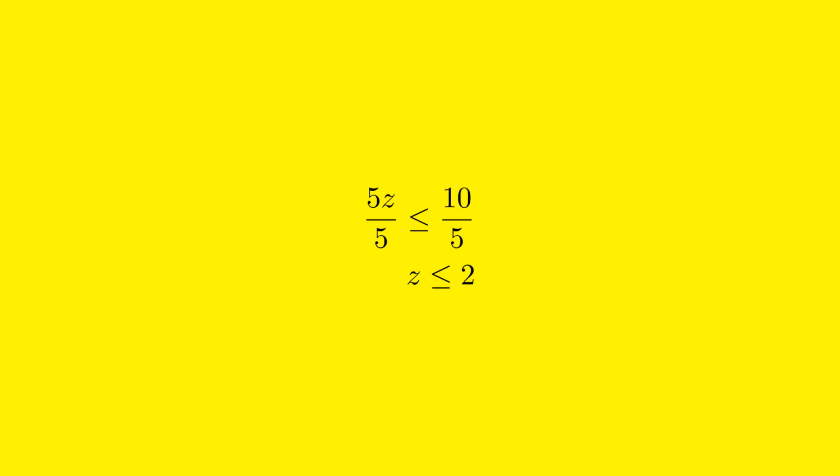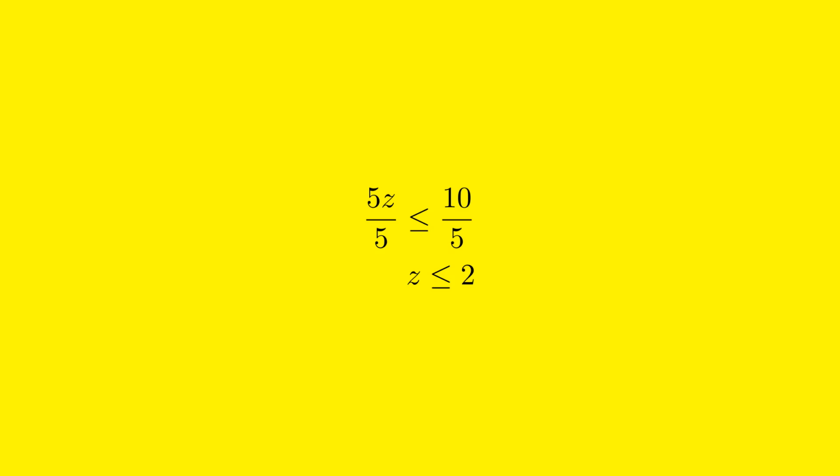When we divide 5z by 5, the 5's cancel each other out because any number divided by itself equals 1. This leaves us with just z on the left side. Now we do the same thing to the right side. We divide 10 by 5. 10 divided by 5 equals 2. So the inequality now looks like this: z less than or equal to 2. This is the solution in inequality form.